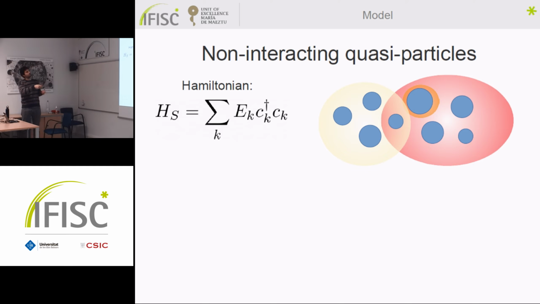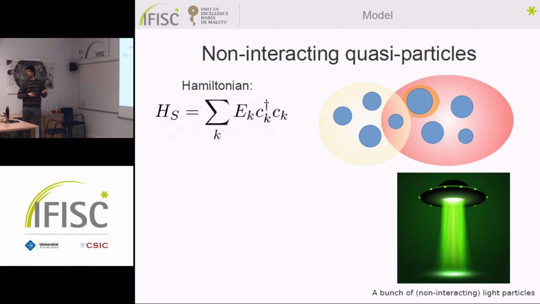So my model is some non-interacting quasi-particles. Now I will say what they are, but okay, I have depicted them here. You see, these nice circles here are quasi-particles, and they have different dimensions because I allow for different energies of quasi-particles. What are quasi-particles? They're just things that you can write as independent particles where these things are bosonic or fermionic operators. For instance, the easiest thing I can think of that are quasi-particles are the light that comes out of a flying disk. I mean, photons are quasi-particles.